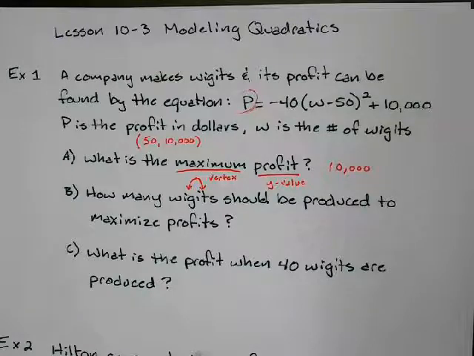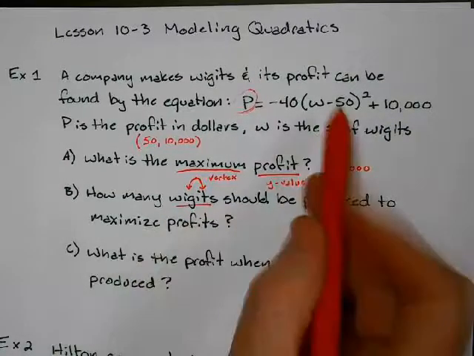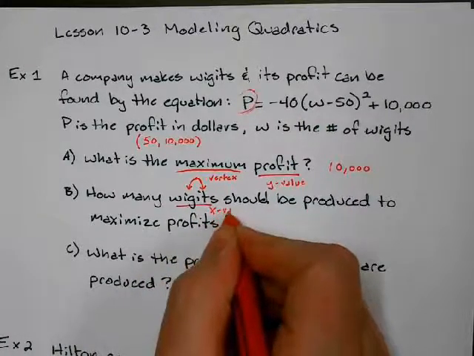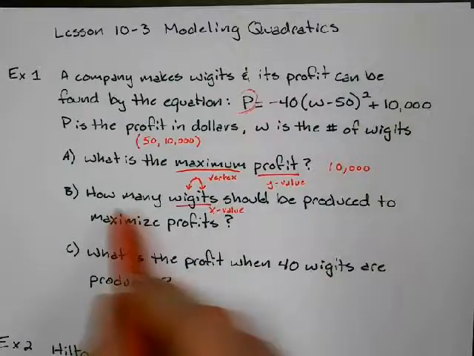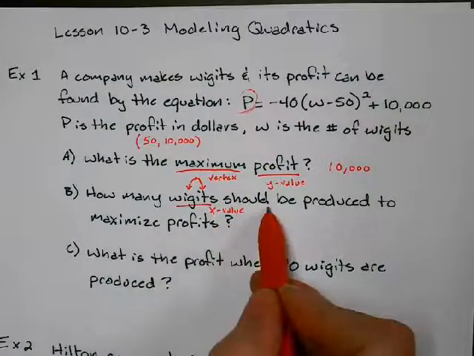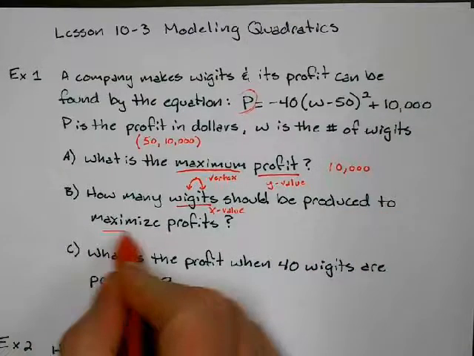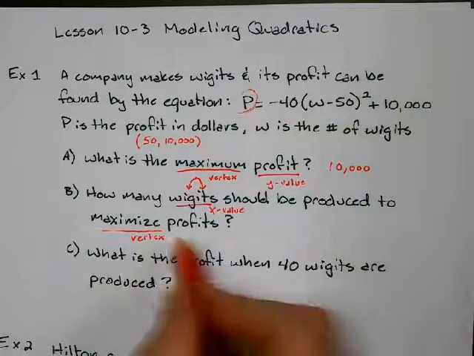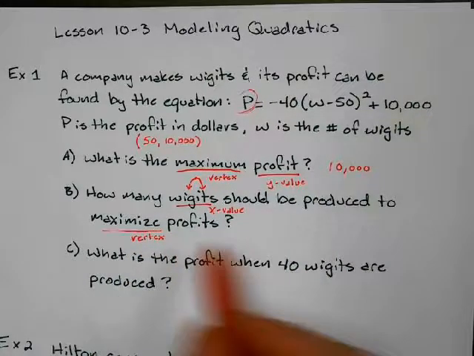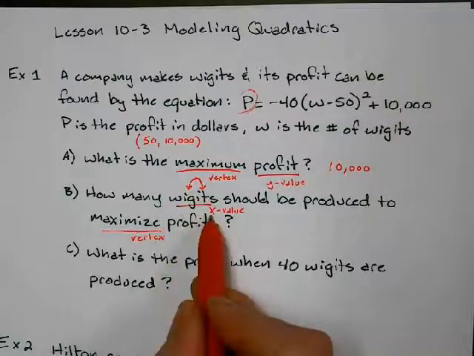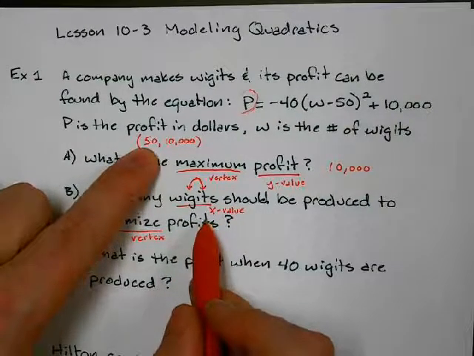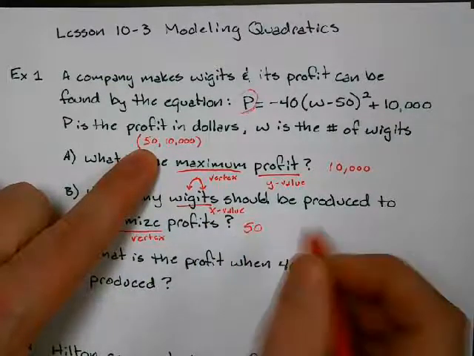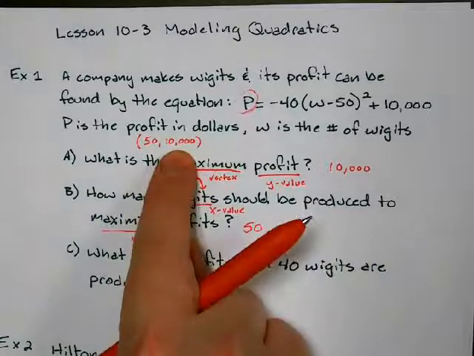All right, next one says, how many widgets? Well, widgets were my x values. So I'm looking for x values. How many widgets, so how many x values, should be produced to maximize, that's my vertex again, the profits, and the profits are the y's. So I want to know how many of the x values. Well, we already said our vertex was at (50, 10,000). So 50 widgets are going to give us our biggest profit. Our biggest profit is 10,000.